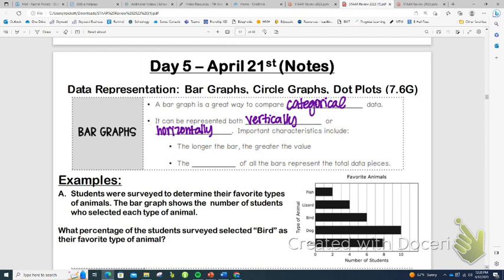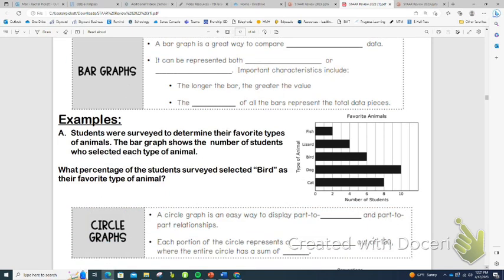And the important characteristics include the longer the bar, the greater the value, and the sum of all the bars represents the total data pieces. So let's look at how to solve this problem from a bar graph. The example says students were surveyed to determine their favorite types of animals. The bar graph shows the number of students who selected each type of animal. What percentage of the students surveyed selected bird as their favorite type of animal?